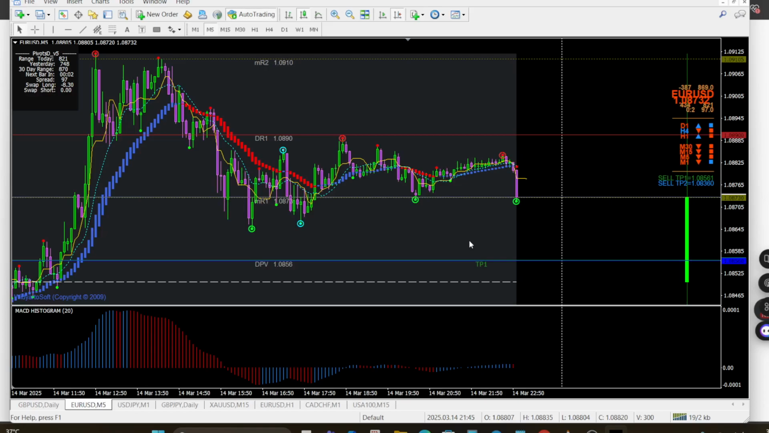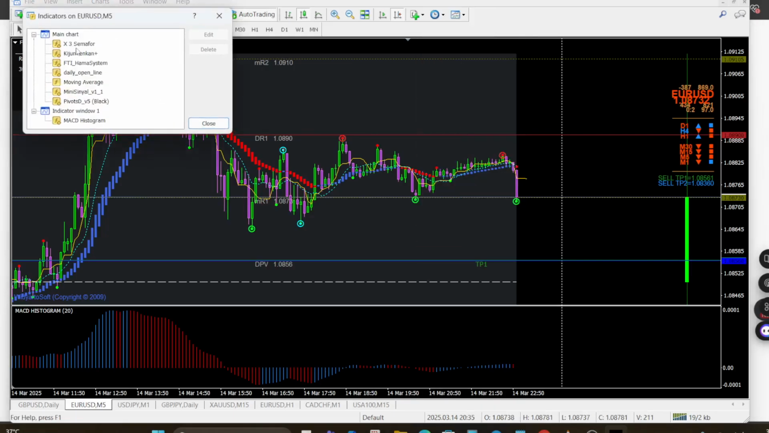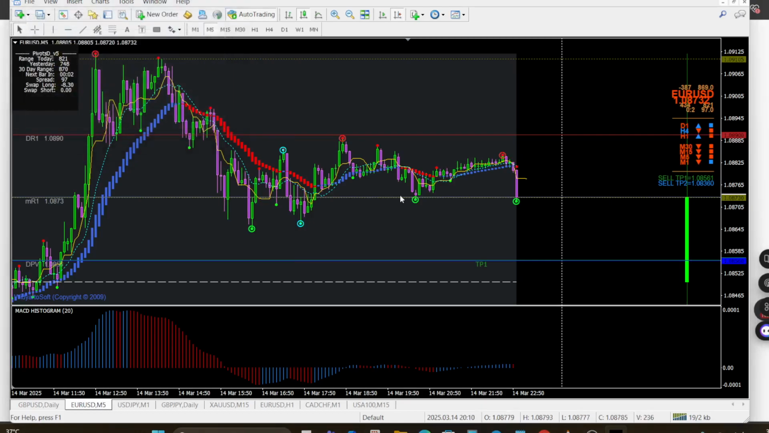We have the Kijun Tenkan and the 11 SMA crossover. So this indicator uses the Kijun Tenkan. Let us go to indicators. You can see we have the X3 Semafor, we have the Kijun Tenkan, Kijun Tenkan plus. We have the FTI HAMA system, we have the daily open line, the moving average, the mini signal version 1.1. We have the pivot SD version 5. We have the MACD histogram. So these are all the indicators that this system uses.